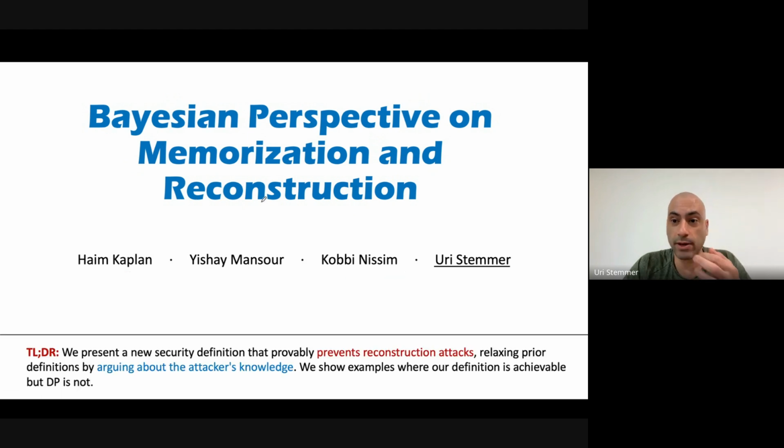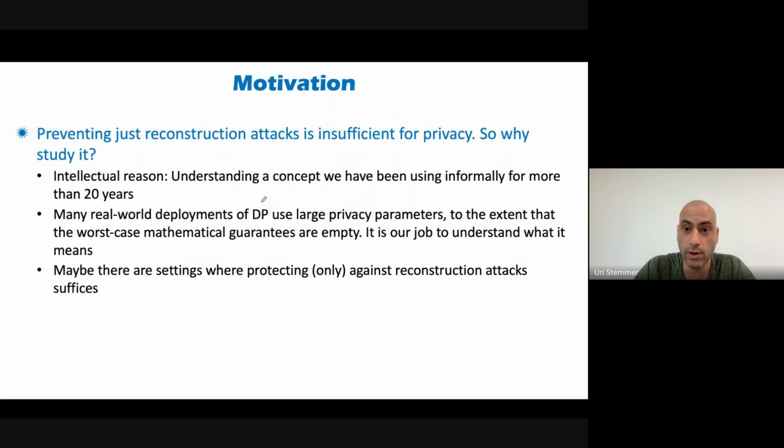And the one-line summary of what I want to tell you is that we present a new security definition for preventing reconstruction attacks based on leveraging or arguing about the attacker's knowledge, and we give an example for when this definition is useful. So let me start with this motivating slide.